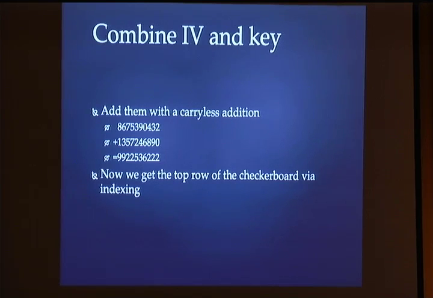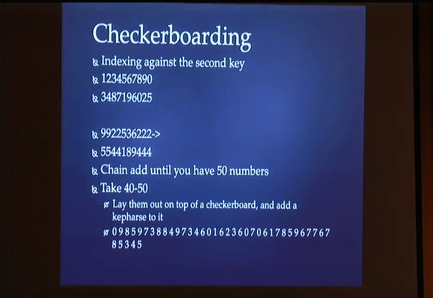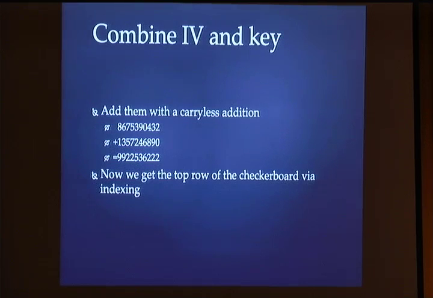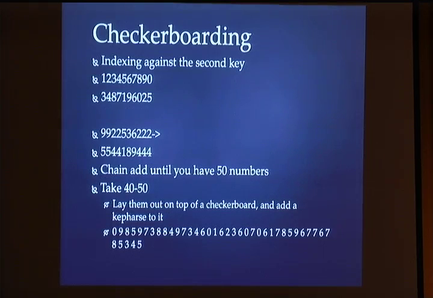And now we can do a couple, okay. Now we get into checkerboarding. So this is going to be where it starts getting weird. First, we index against the second key. So all the way back, we had the 348 number, which is Benjamin AG. And so 1 goes to 3, 2 goes to 4, 3 goes to 8, and our number of 99225322, which was our IV, our key combined with our IV, then transports to 5544189444. So does anyone understand what I just said?